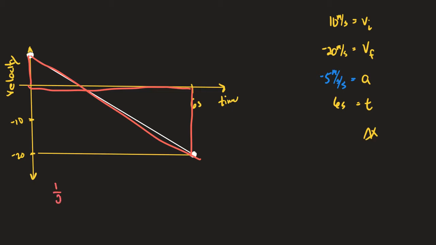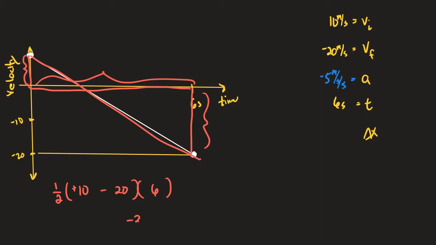That means one half the sum of the bases times the height. So base 1 is right here. That's 10. Base 2 is right here. That's negative 20. And this is the height. It's 6. That means over the entire 6 seconds, the displacement is negative 30 meters. That's where it ends up. Negative 30 meters. That might not be enough to make the next graph.